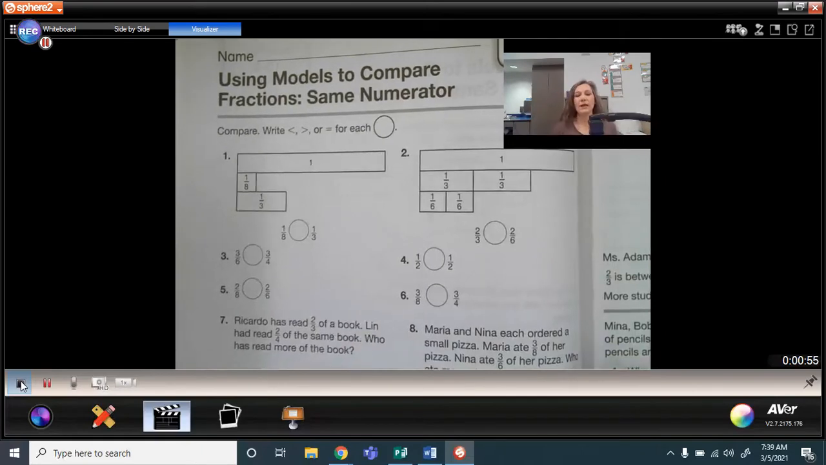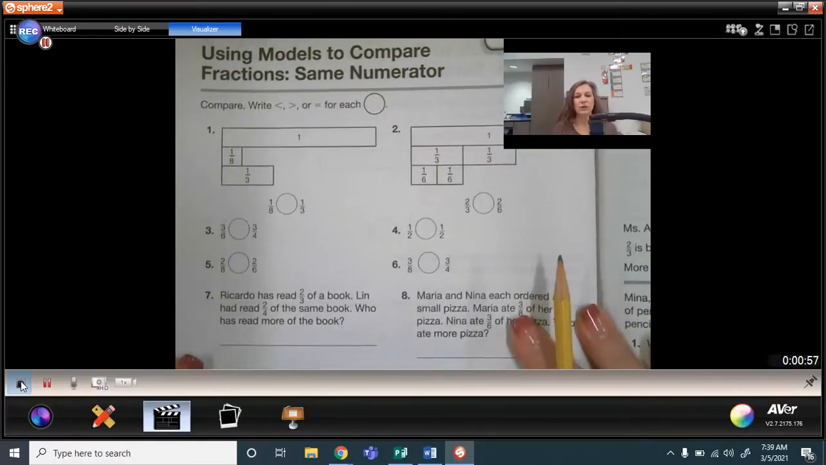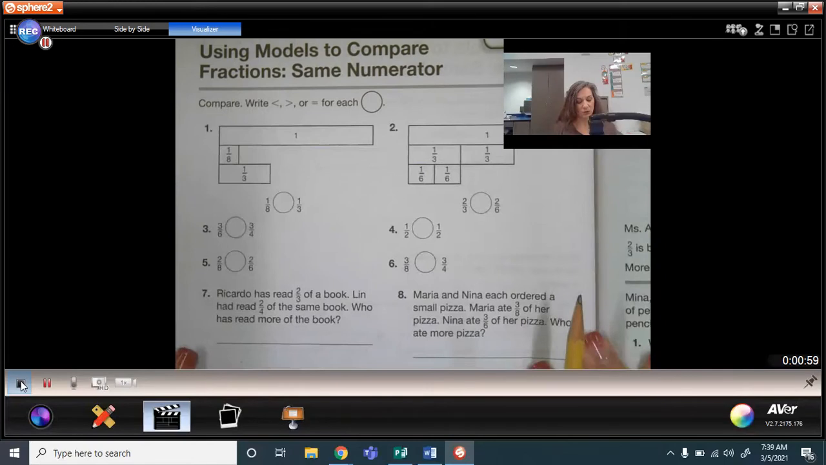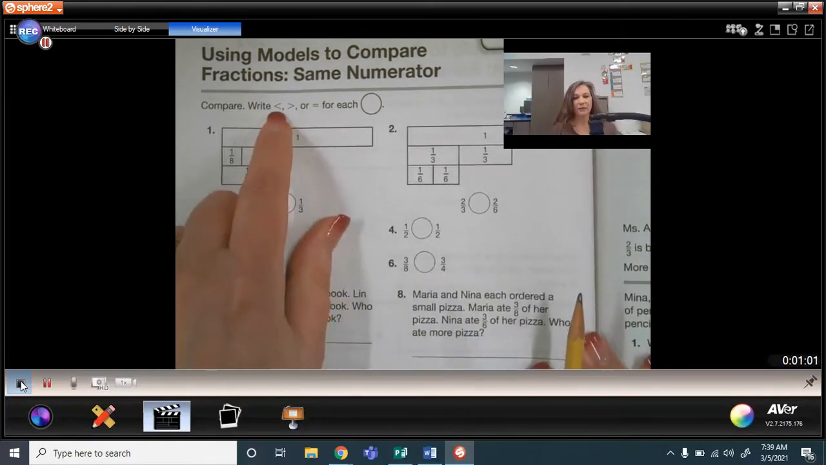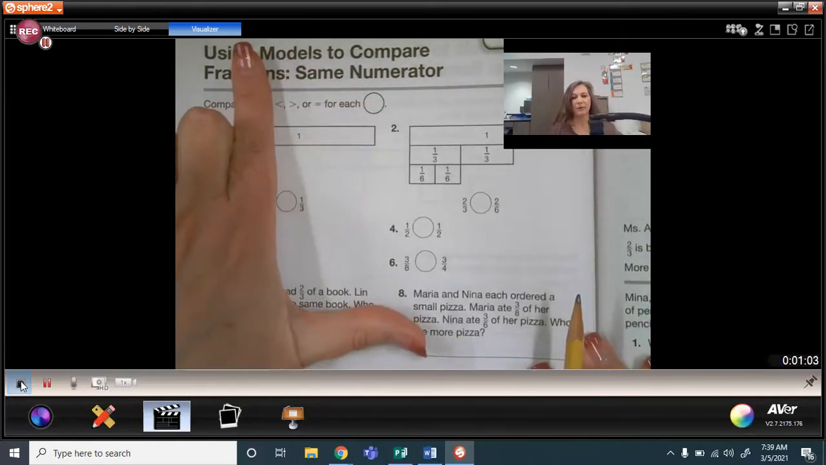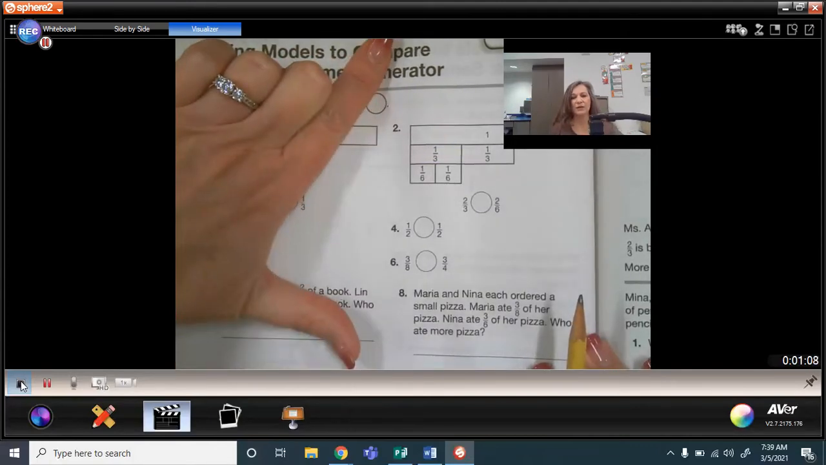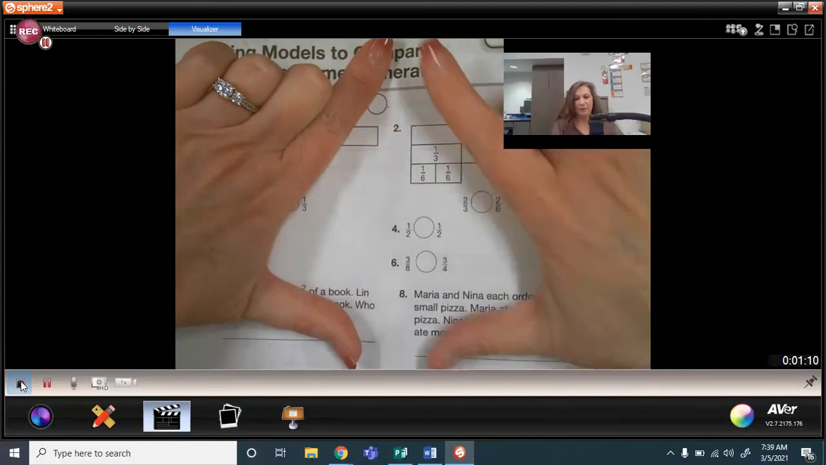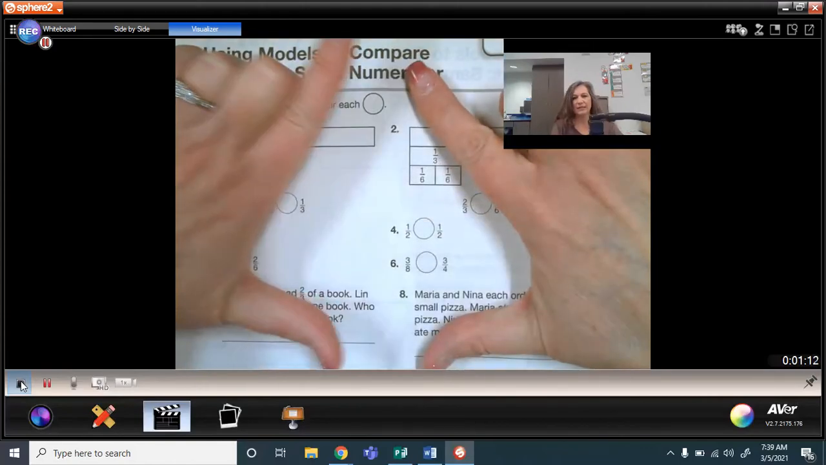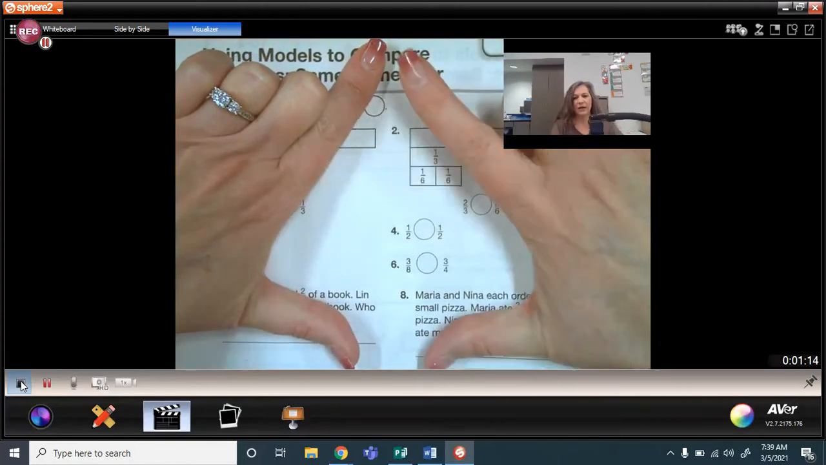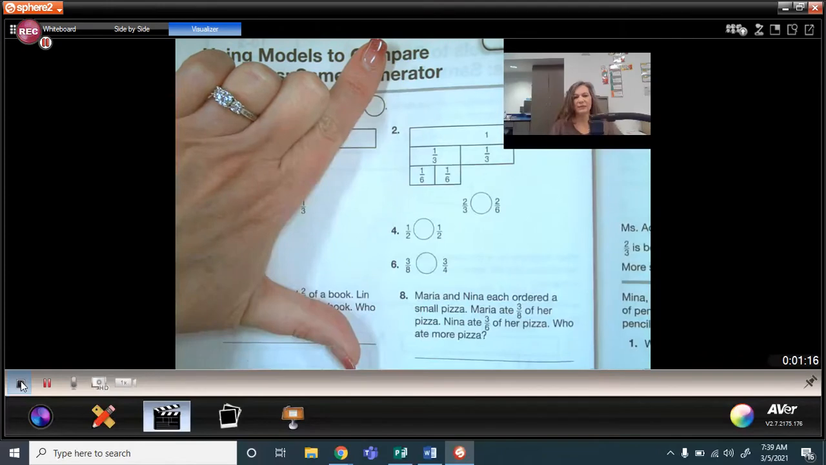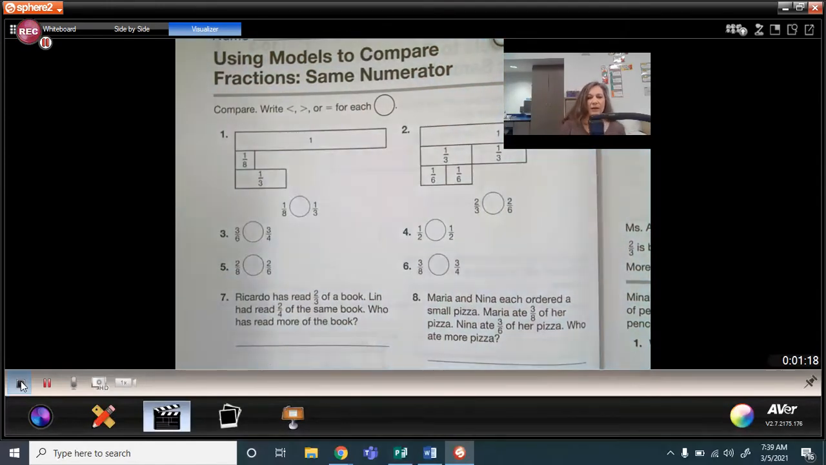Numbers 1, 2, 3, 4, 5, and 6 ask you to write a less than. Remember the capital L with your left hand. If you just knock it over to its side, you have a less than symbol, and the opposite would be greater than. So we have a less than symbol and a greater than symbol.